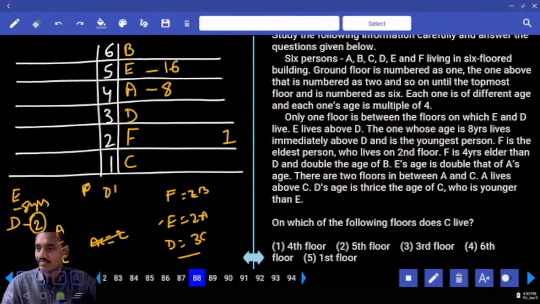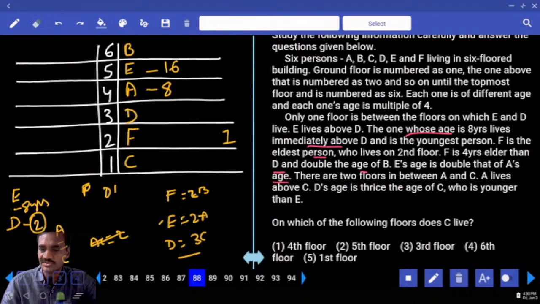D is 4 years. Now the one 8 years immediately above D and is younger. And the youngest person is A. F is the eldest person and lives on the second floor, and F is 4 years elder than D. F is 4 years elder and double the age of B, and E's age is double that of A's.